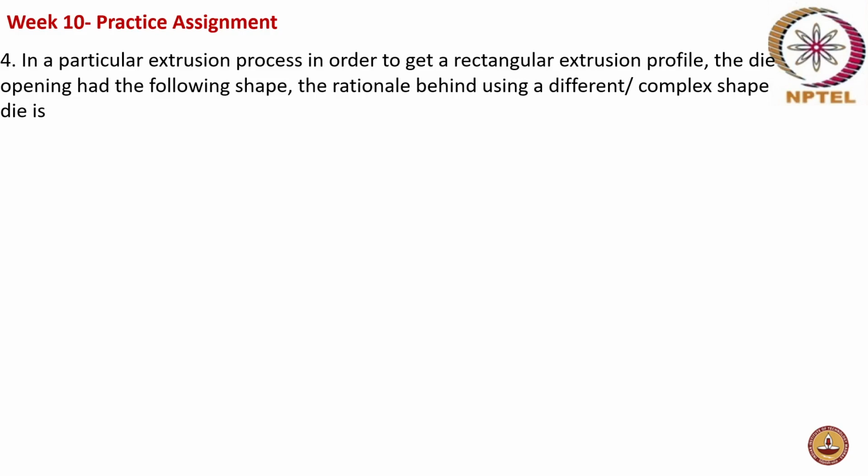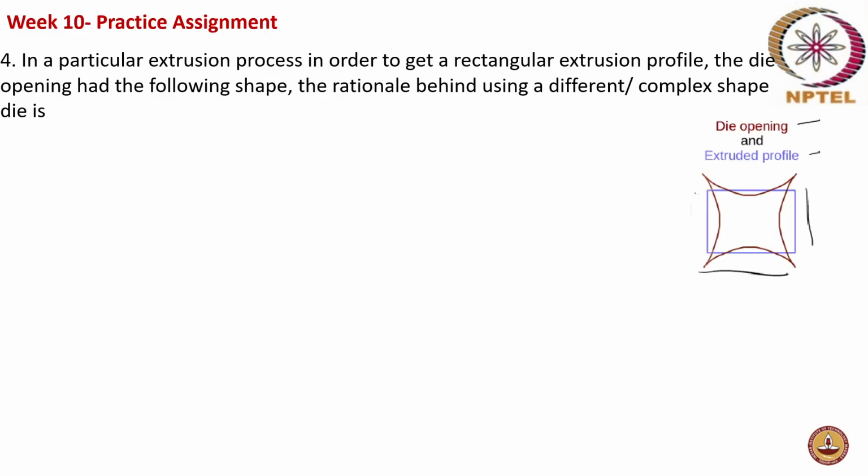Next question. In a particular extrusion process, in order to get a rectangular extrusion profile, the die opening had the following shape. What is the rationale behind using a different or complex shaped die? So, in a particular extrusion process, the die had this particular complex shape in order to get a rectangular profile of the product. Why is it having a different shape compared to the actual shape required out of the polymer? What is the reason behind using a complex shape?